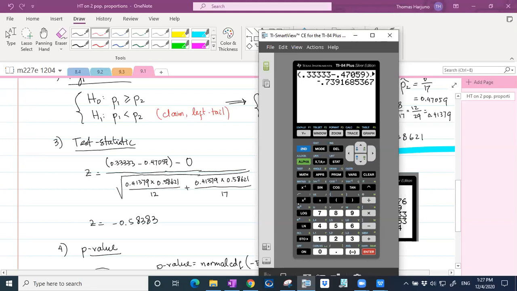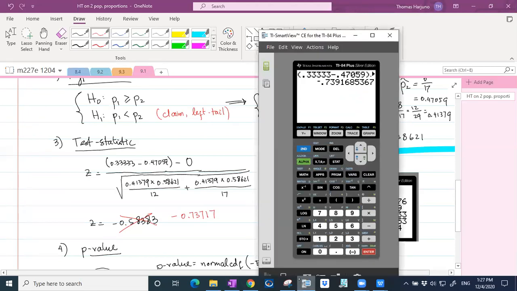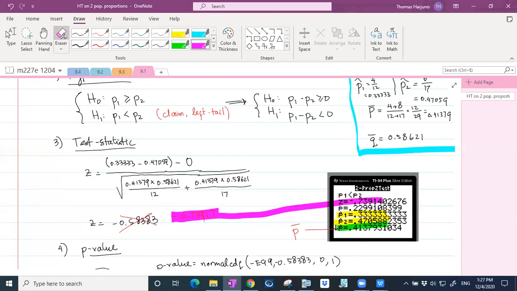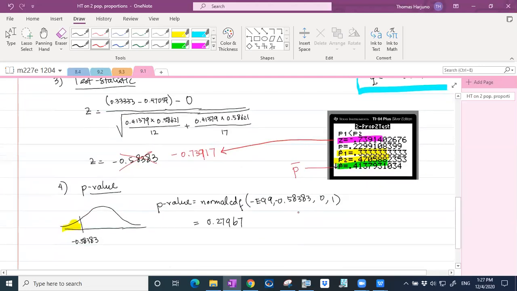I believe I punched something wrong. So no, not this one. This is negative 0.73917, not 717. You see that it's slightly off from the Z-score they have. Slightly off, but I do expect there will be some difference. But the difference that I had earlier was too big. So I need to change this also. This will be negative 0.73917.